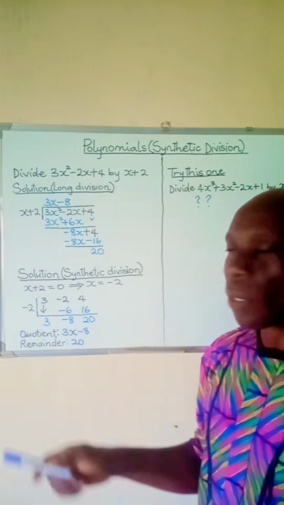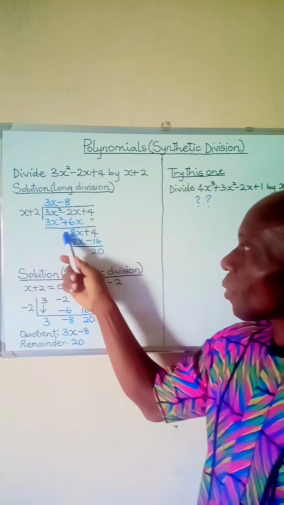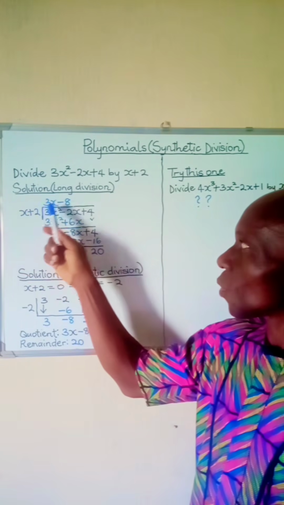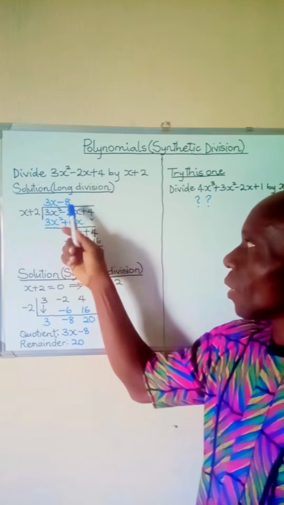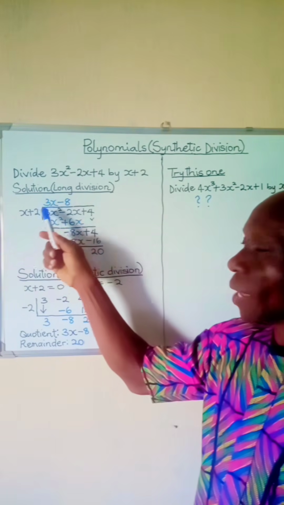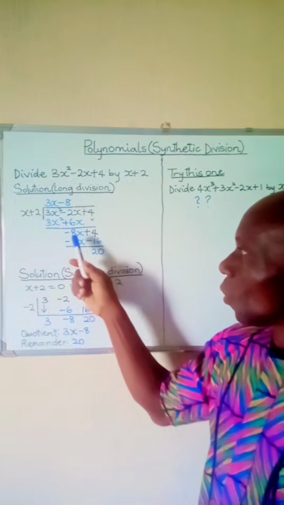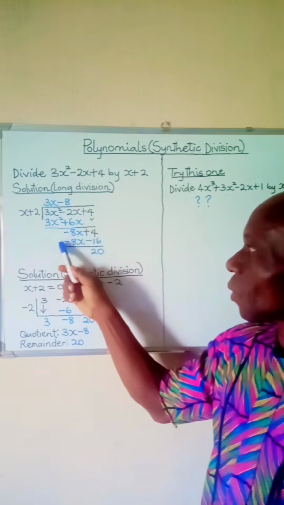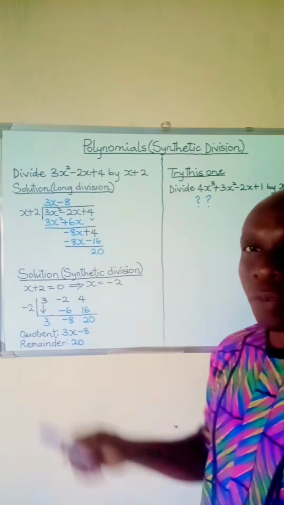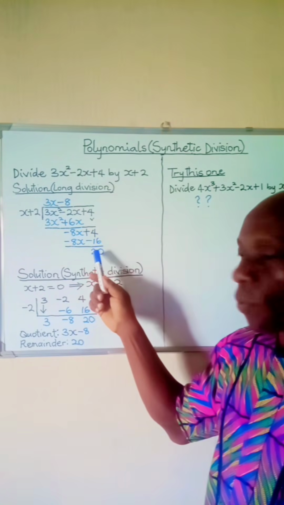We repeat the process. The leading or first term in this case is minus 8x. So minus 8x divided by x will give you minus 8. And then minus 8 times x will give you minus 8x. Minus 8 times 2 will give you minus 16. We subtract once more. So minus 8x minus minus 8x will give you 0. And then 4 minus minus 16 will give you 20.